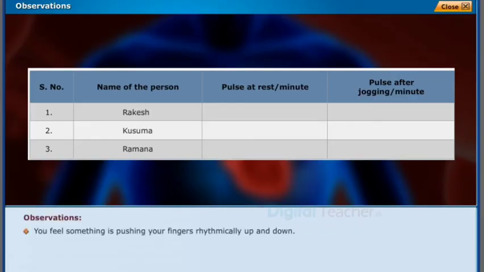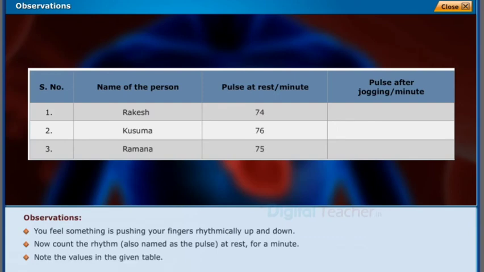You feel something is pushing your fingers rhythmically up and down. Now count the rhythm, also named as the pulse, at rest for a minute. Note the values in the given table.